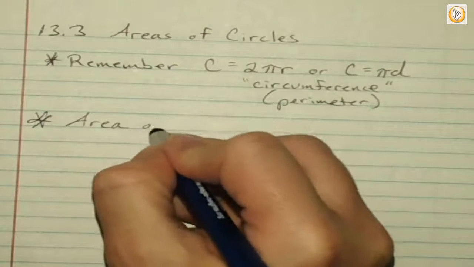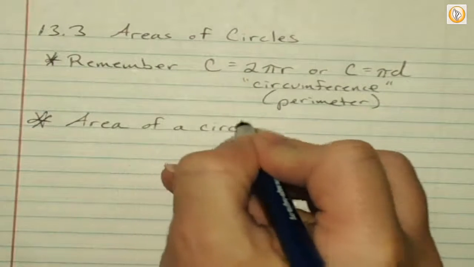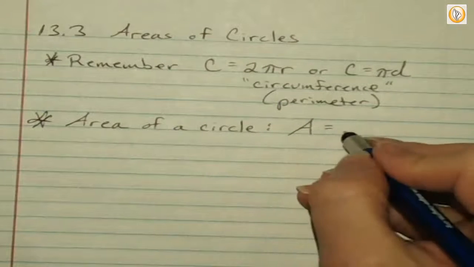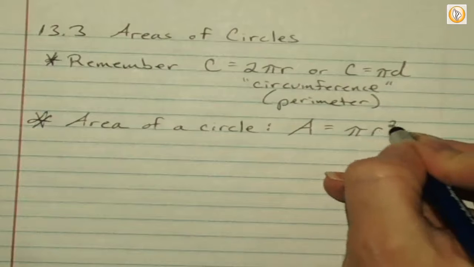So area of a circle is A equals pi r squared.